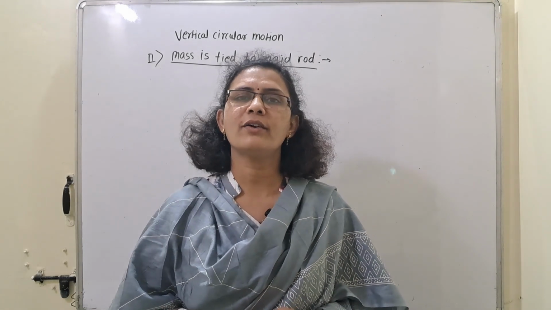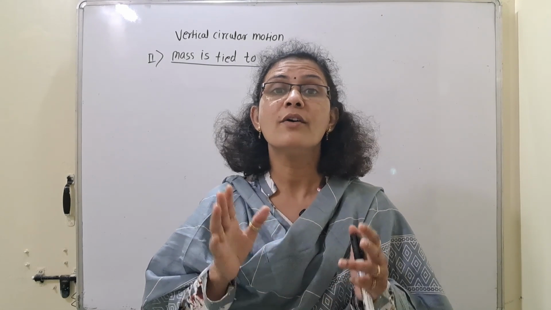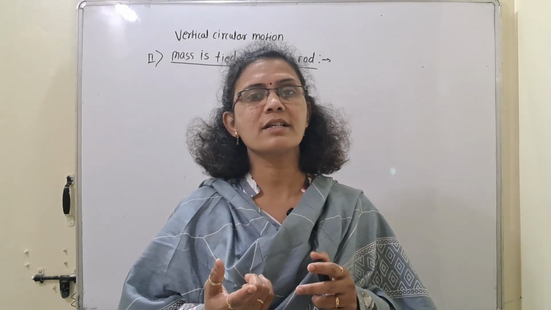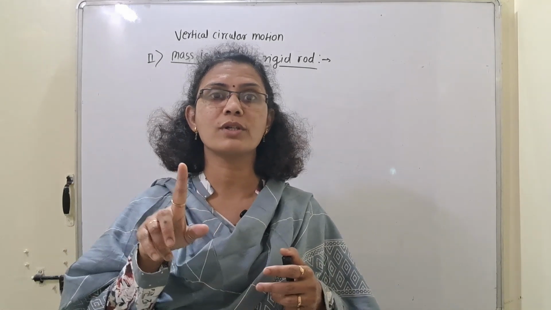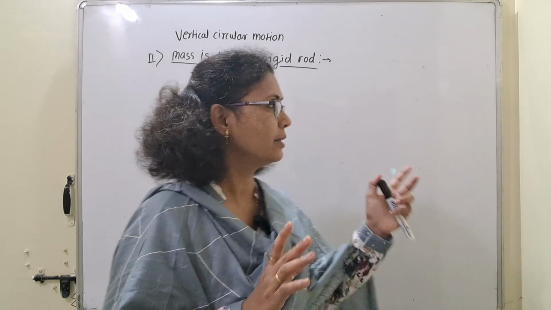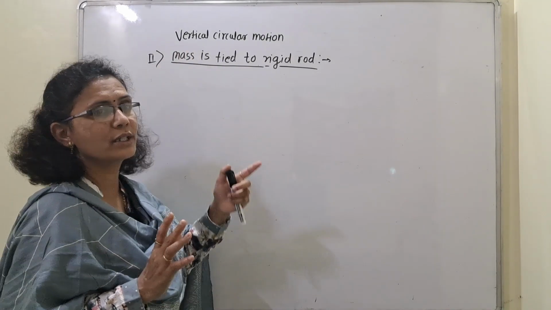In the last lecture we discussed vertical circular motion when a mass is tied to a flexible string, right? Now in this lecture we will discuss vertical circular motion when the mass is tied to a rigid rod.